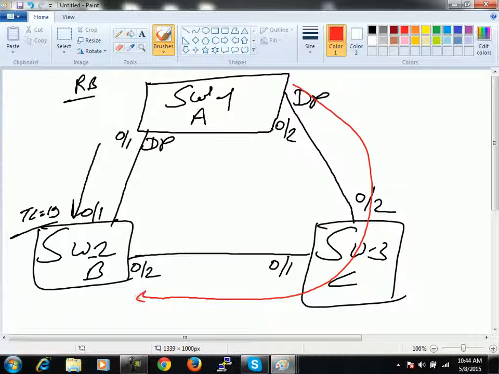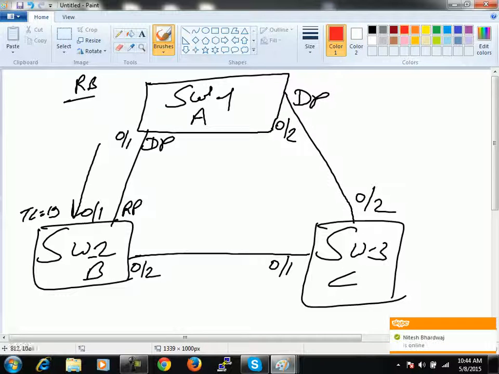So whenever switch 2 receives the BPDU, it will open that BPDU and see what the root path cost is: 19. But then it will also add its own cost, so the root path cost will now become 38. Which one is better? 19. So of course that will become the RP. So here it is going to be RP.